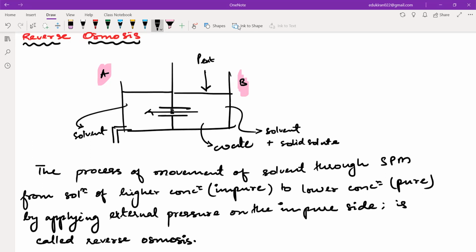That is what reverse osmosis is. You have impurity here, right? In this part you have impurities, and you need only what? Pure water. So you apply external pressure here, and what is going to happen? Only water will flow from B to A, and you will get a pure solvent, that is pure water. Clear? Yes or no? Yes.